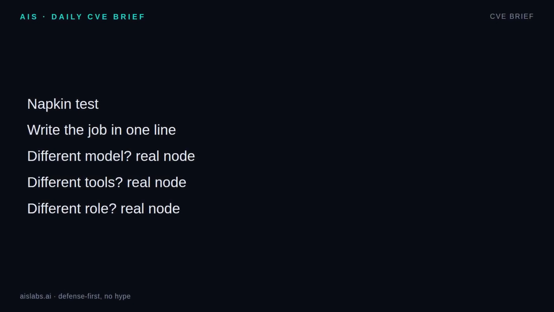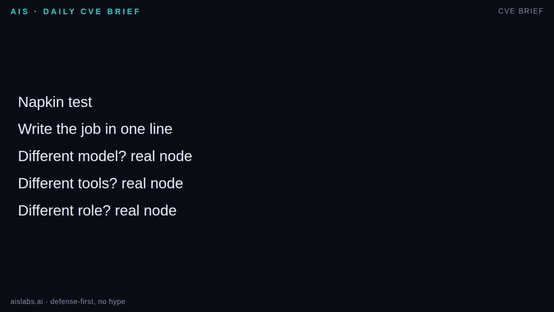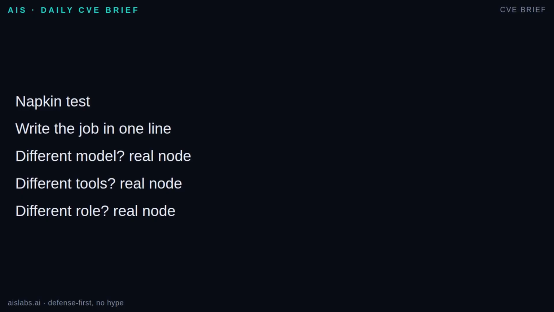Here is the pattern, the napkin test. Before you create a node, write its job in 1 line. Then ask 3 questions. Does it need a different model class or capability? Does it need a different toolset, permission boundary, or runtime? Is it a role you would plausibly hire as a separate person on a serious team? If yes to any of those, the node may deserve its box. If it uses the same context, the same tools, and the same judgment as the previous step, it is probably not an agent. It is a step.